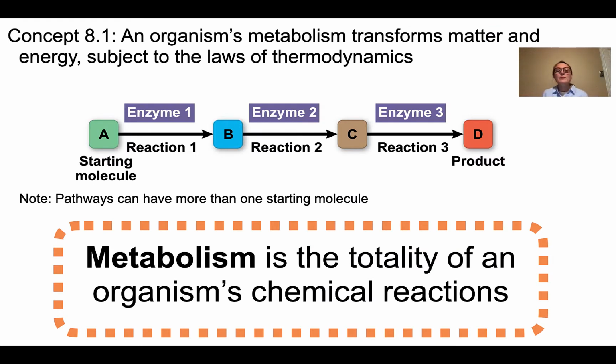As I have said, metabolism is the totality of an organism's chemical reactions, and each of these chemical reactions is powered by its own specific enzyme. Here we see a metabolic pathway where we have one starting molecule and an enzyme that facilitates a certain reaction to get to the next molecule, which is B, just like a general example of what a metabolic pathway looks like. Eventually, after a total of 3 enzymes and 3 reactions, we get one product. What I do want to note here is that pathways can have multiple starting molecules, so this one is a little bit simplified.